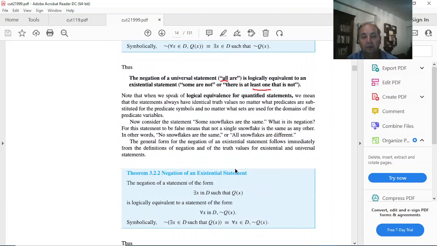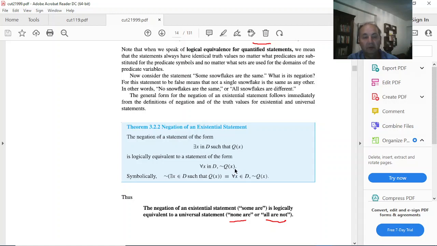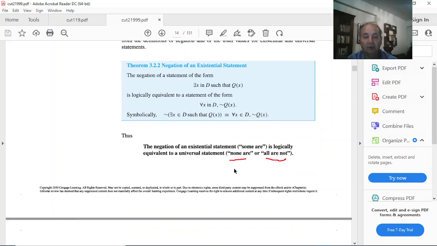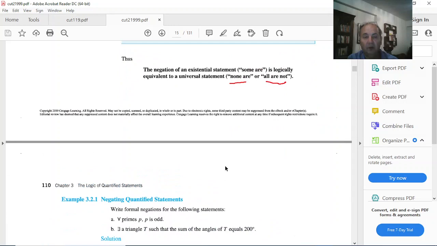Q(x) could be a predicate, consequences, or any information regarding the value of the statement. None, or not all, is the negation.